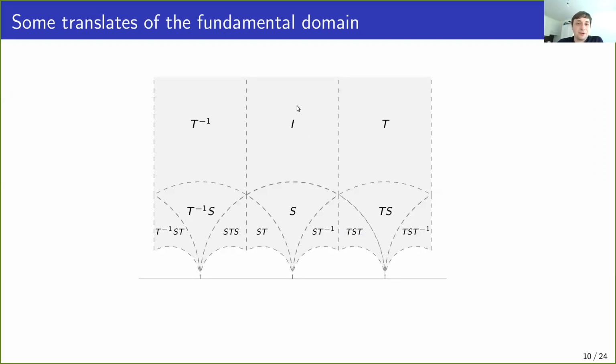So here, for each copy of this domain, I put an element of the group gamma, which maps the original fundamental domain to this tile. So for example, here it's the original fundamental domain, here it's translated by 1, here it's inverted, and so on. Okay.